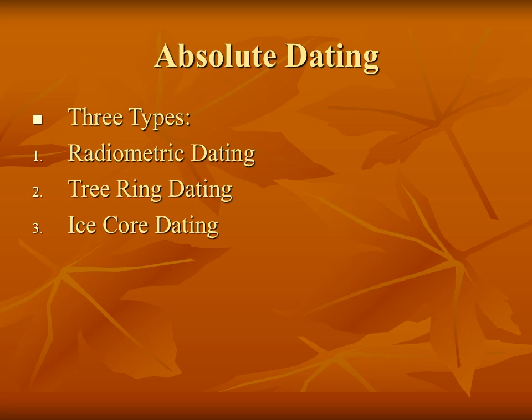All right, so what we just did was all called relative dating. With relative dating, you can tell what order things happened, but not how old. Now we're going to get into absolute dating. With absolute dating, you can tell how old.